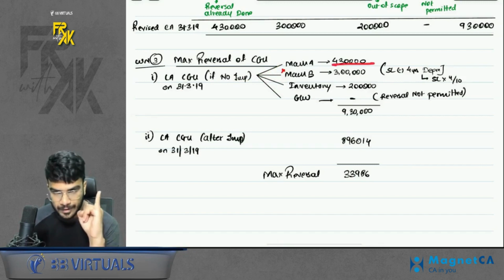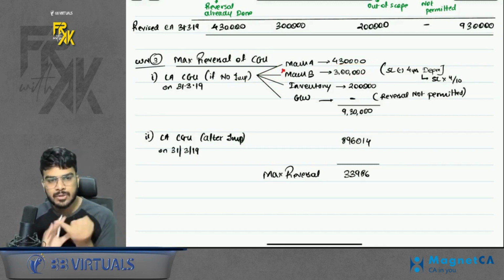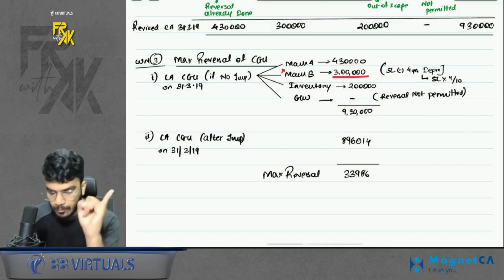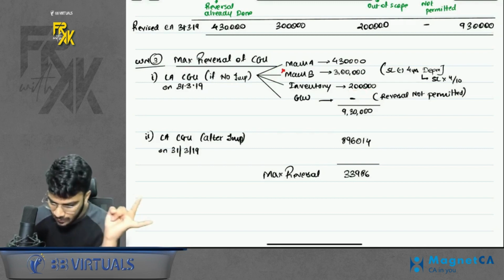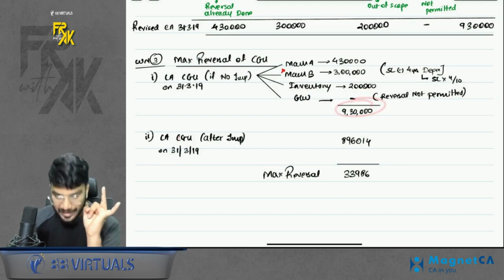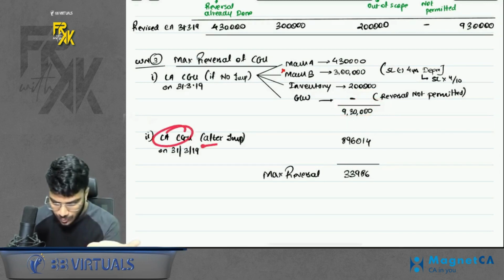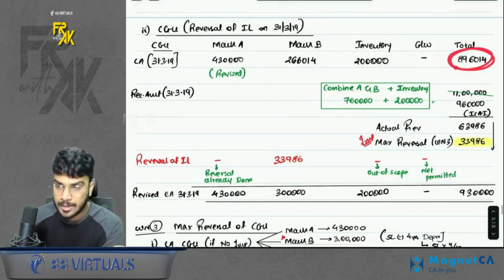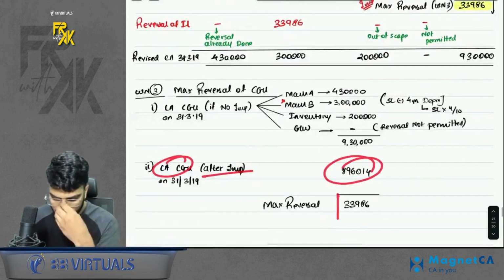Machine A, we already have the value. Machine B, simple. If there was no impairment loss, what would have been the carrying amount today? Inventory, that is 2 lakhs. Goodwill, don't take anything because reversal is not permitted. You will get the carrying amount. Then the second value you need is the carrying amount of CGU after impairment, which you can copy from the latest carrying amount here. Copy this, and you will find the maximum reversal.